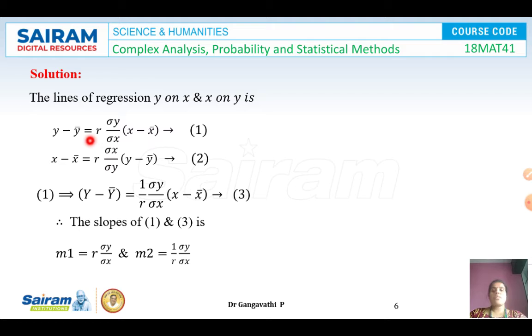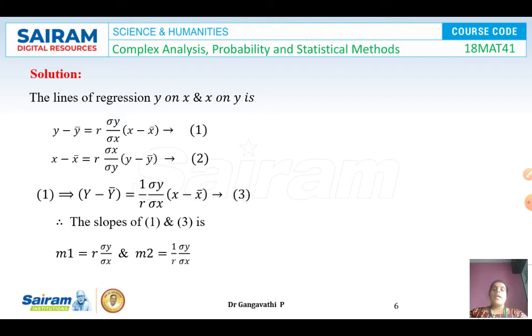regression line of y on x, which is y minus y bar is equal to r sigma y by sigma x into x minus x bar. Call it equation 1. Similarly, the regression line of x on y is x minus x bar is equal to r sigma x by sigma y into y minus y bar. Call this equation 2.